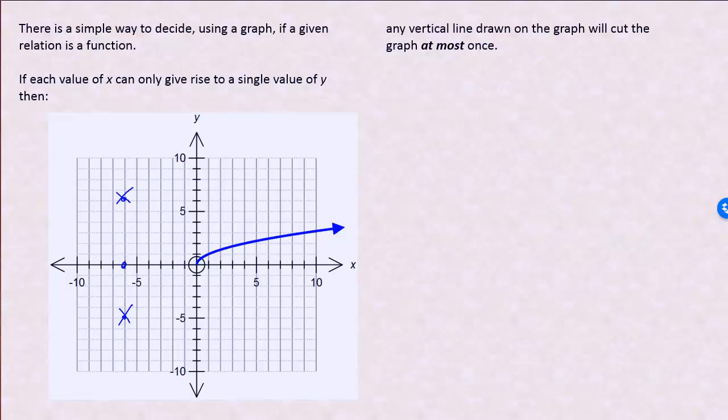But let's have a look at this one that we've actually got, this graph. So what I'm going to do is introduce a vertical line, and you could use your ruler for this, and I'm going to sweep it across the graph. Now over here we can see it doesn't cut the graph at all, but that's fine. It says at most once, so it's okay for it not to cut at all. And if we sweep across, we can see at any point it cuts the graph at most once. And that means that this is a function.